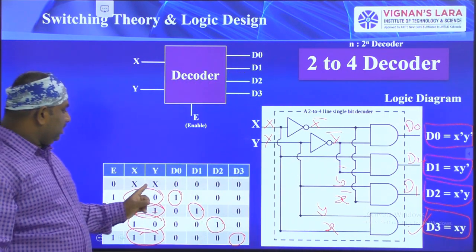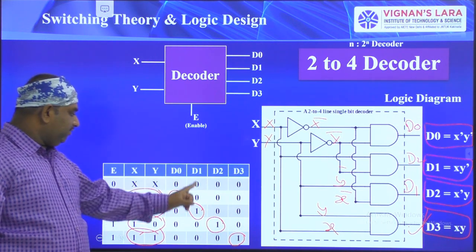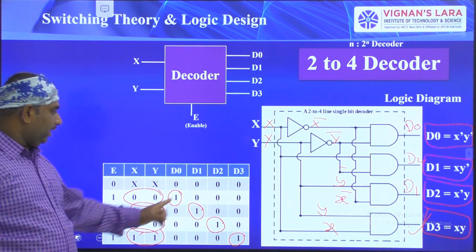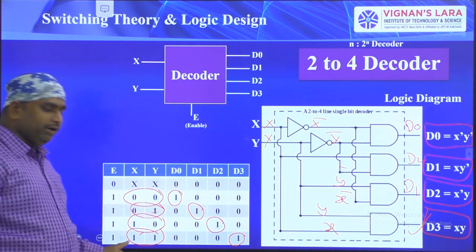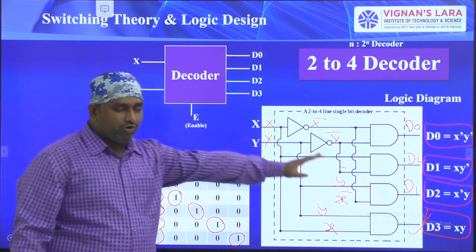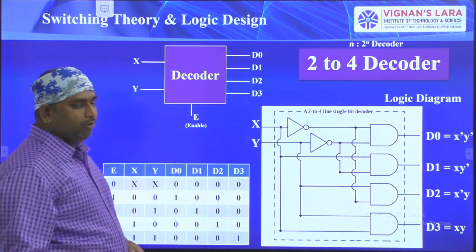It is a very simple thing. Here D0 is equal to 1 when x bar y bar. D1 is equal to 1 when x bar y. D2 is equal to 1 when x y bar. D3 is equal to 1 when x y. These are the four combinations you have to develop.